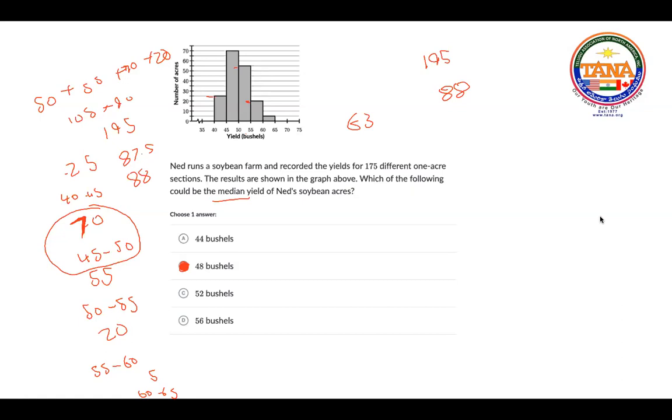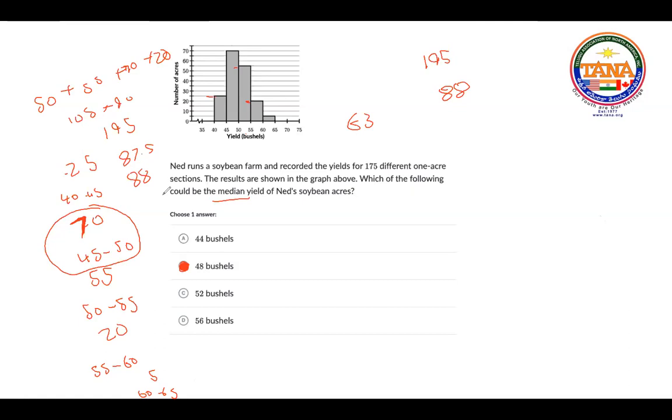After finding out that it's 70, what's the next step? The next thing you do is you know the numbers for each of these, right? You add them up to get the total number of yields, like the number of acres that are used. And you divide by 2 because you're trying to get the median, the middle value.